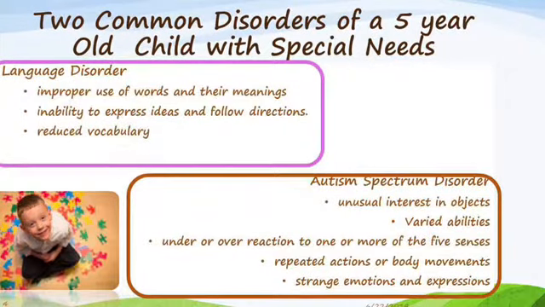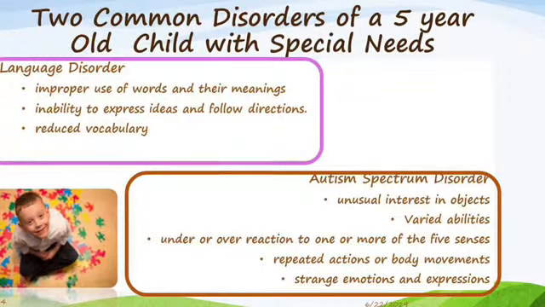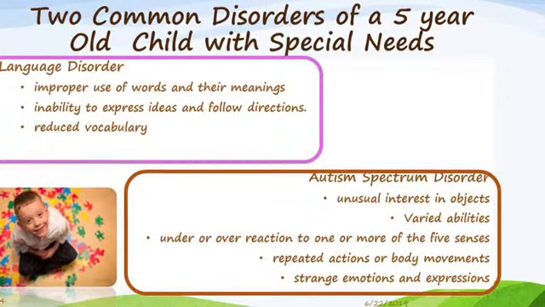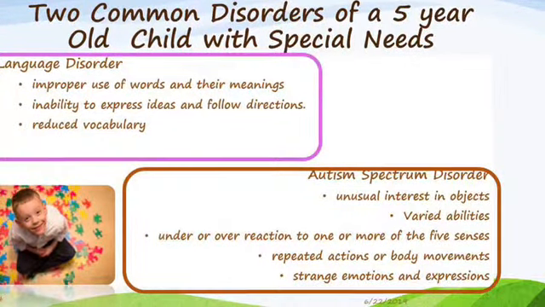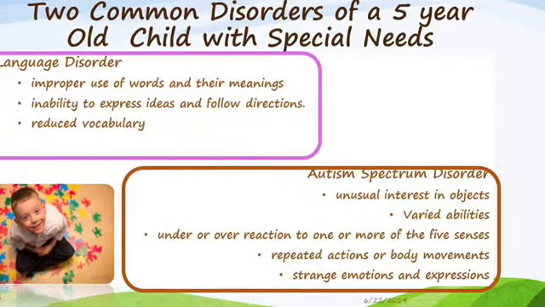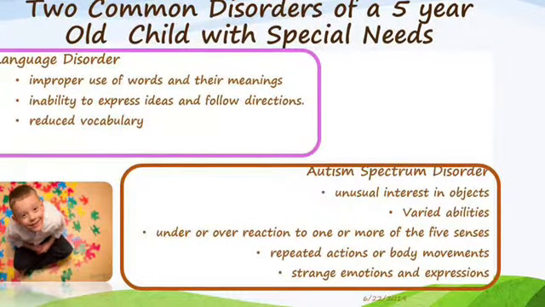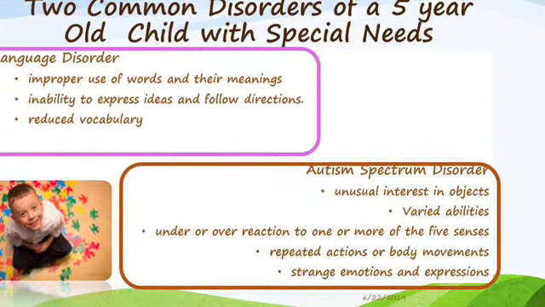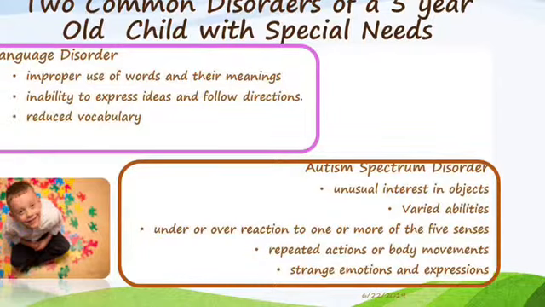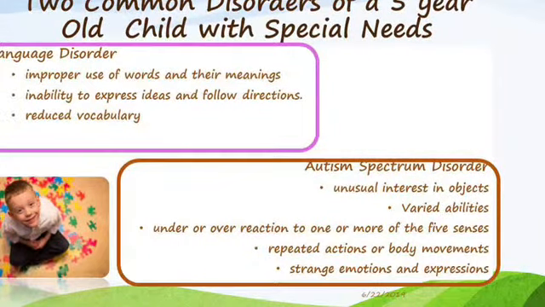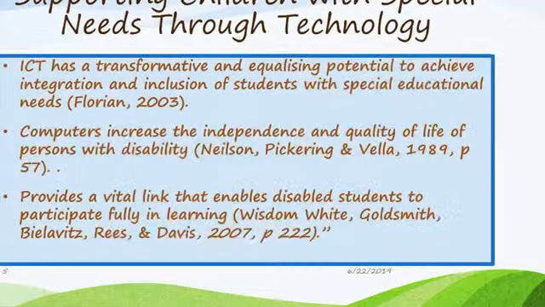His name is Sam. Sam is a special needs child who has a language disorder. He uses words out of context and struggles with expressing his ideas. His peers speak with more expressive words and have a bigger vocabulary. He struggles with following instructions or directions. Added to his language disorder, he has autism spectrum disorder. He has unusual interest in objects and emotional reactions and expressions. His abilities vary greatly and he often displays an under or overreaction to one or more of his senses.